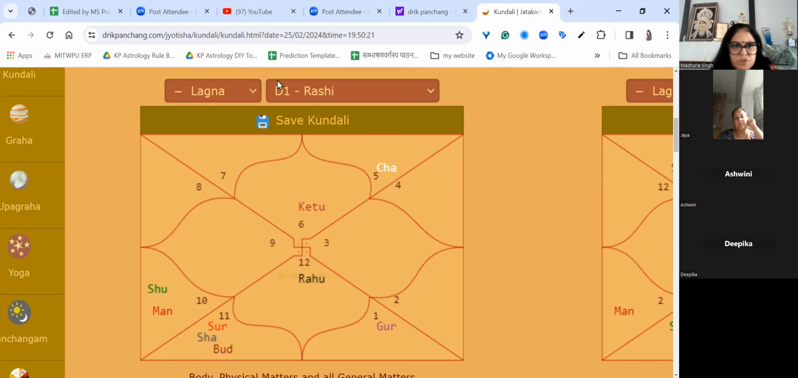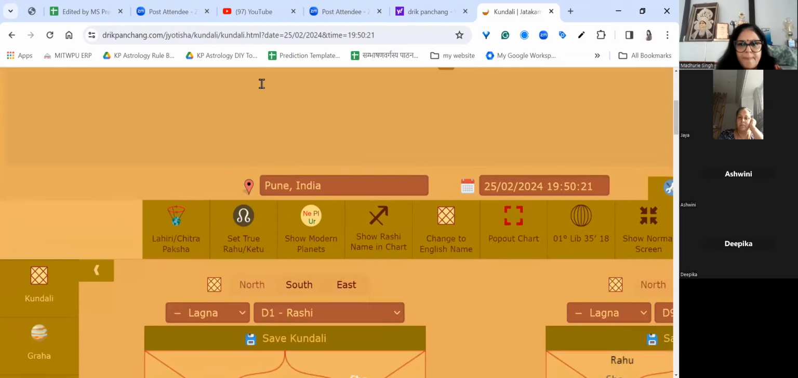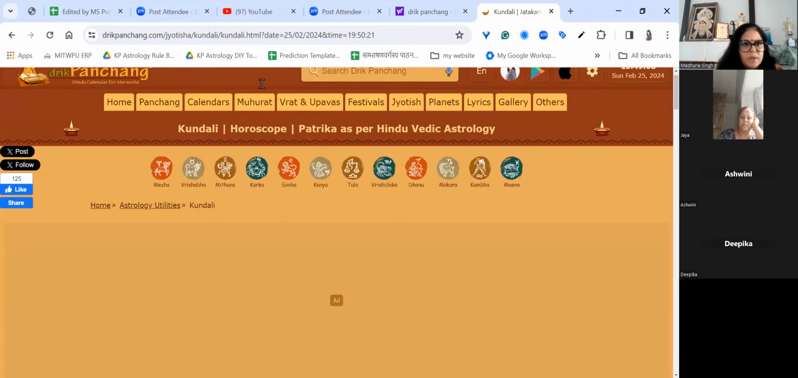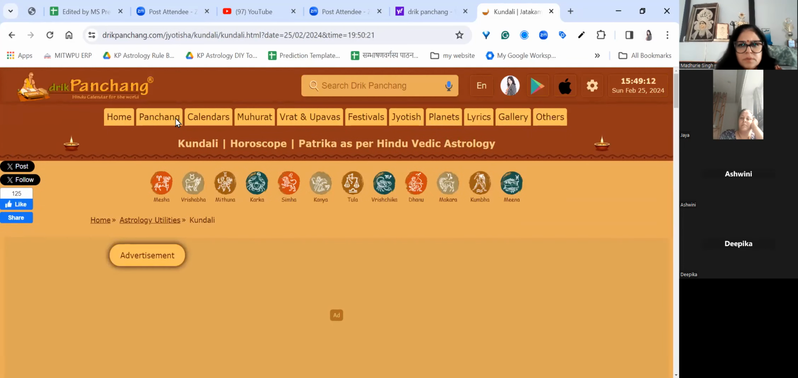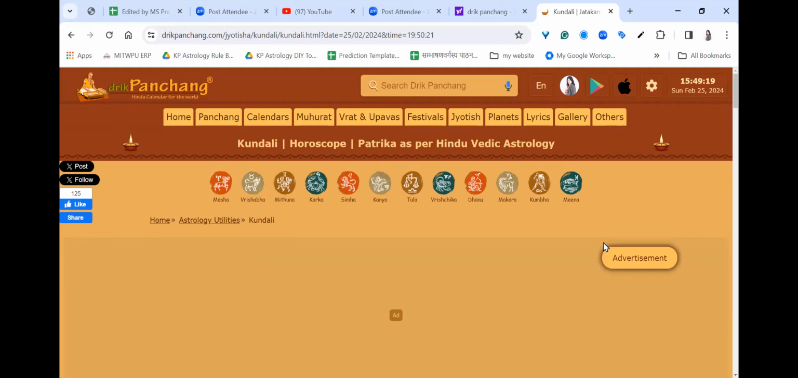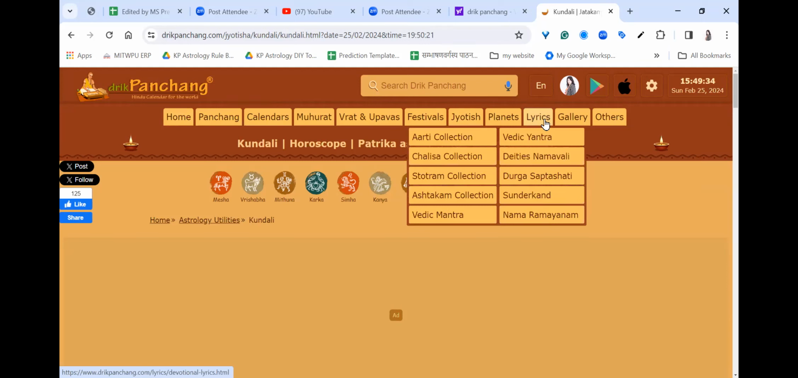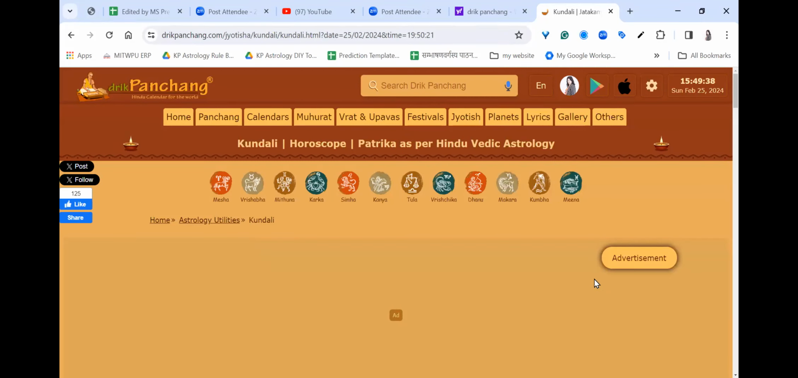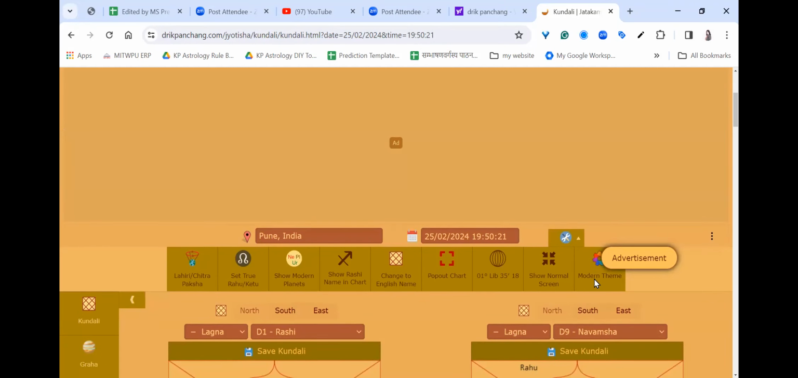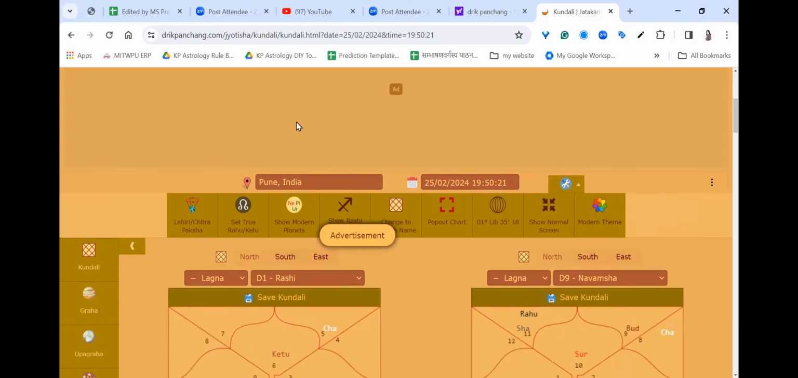Now I want you people to change this to South Indian style. Leave everything the same, just go and change this style to South Indian. Where is it here? I'm using this for the first time on the laptop. On the mobile, I think it is on the top. Change to South. If you go to D1 Rashi, above, okay, South.